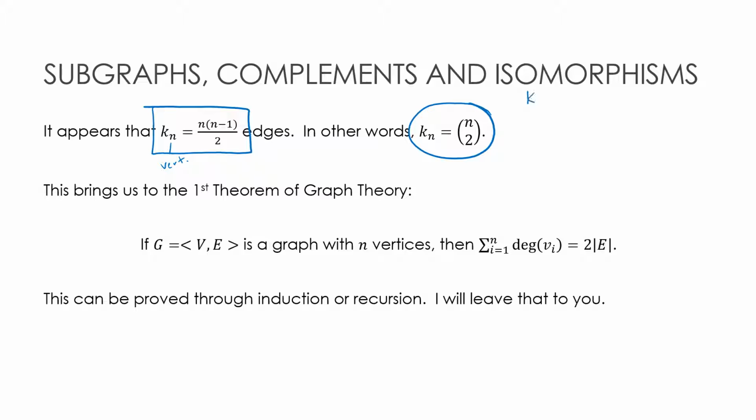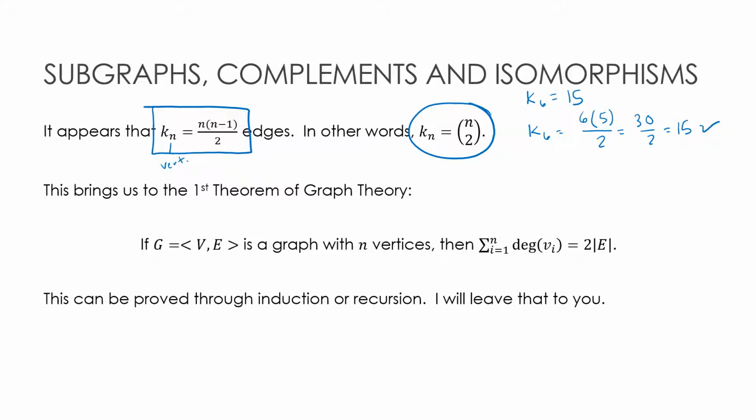If you'll recall, on the last page I told you that K6 was equal to 15 edges. So let's just double check that with our little formula here. Our formula says I can take 6, which is n, times 6 minus 1, which is 5, divided by 2. That's 30 divided by 2. That's 15. It works out. You can check as many as you'd like, or you can take my word for it.